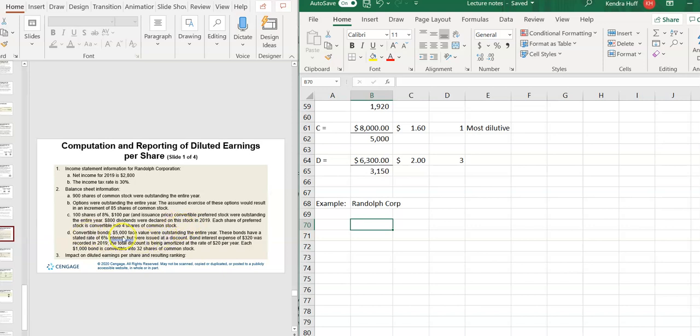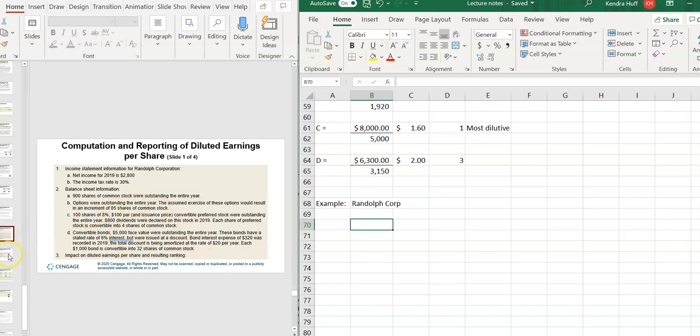We had convertible bonds, $5,000 face value. The bonds have a stated interest rate of 6% but were issued at a discount. Bond interest expense of $320 was recorded in 2019. The total discount is being amortized at the rate of $20 per year. Each $1,000 bond is converted into 32 shares of common stock. And, oh, they actually did the ranking for us.